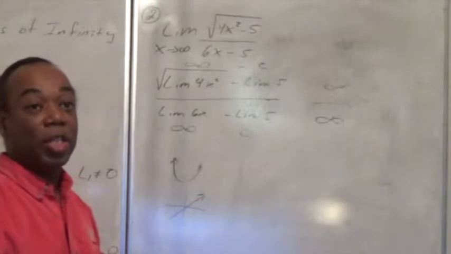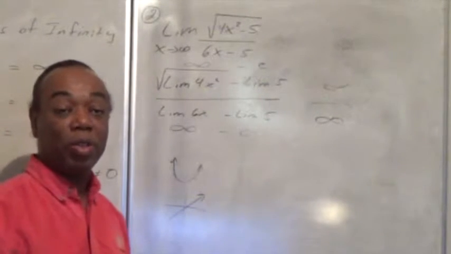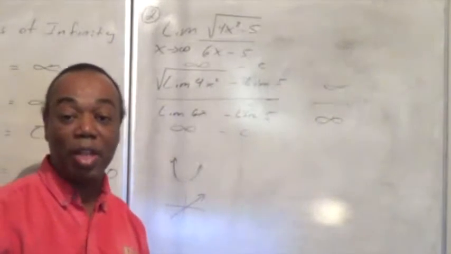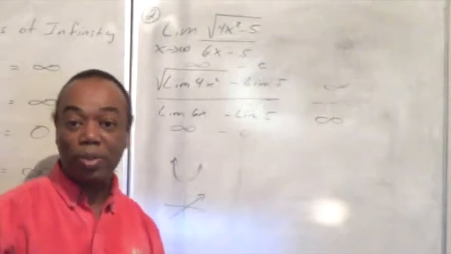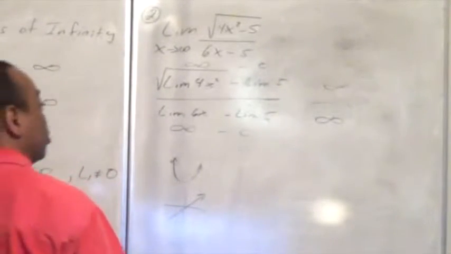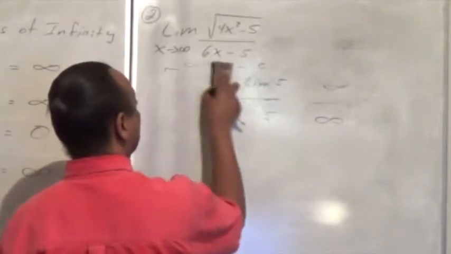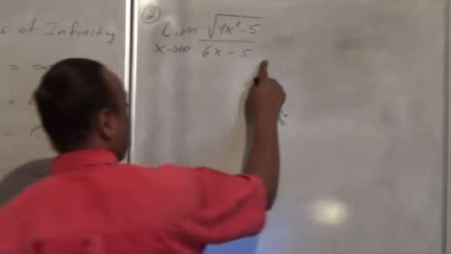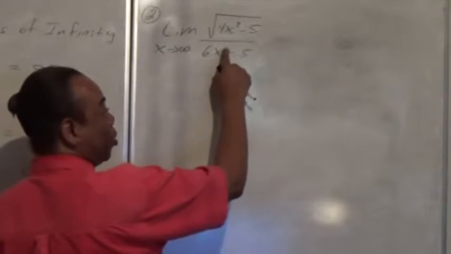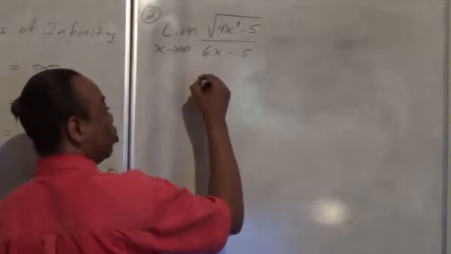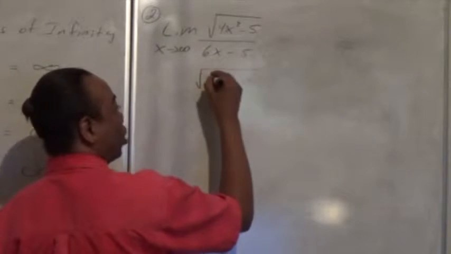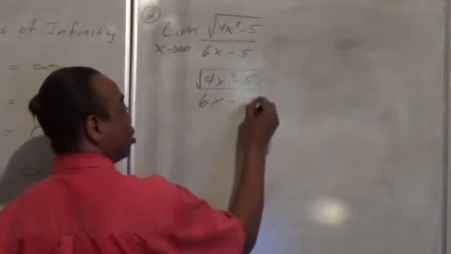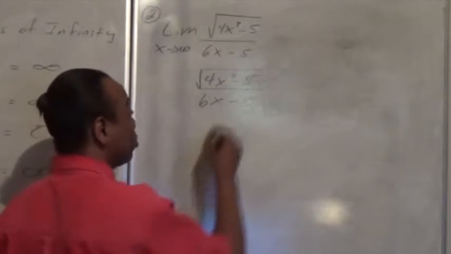So what I'm going to do again is find the highest power in the denominator and multiply by the reciprocal of that in both the numerator and the denominator to rationalize all terms. The highest power in the denominator is a 1, so the reciprocal for this would be 1 over x. Again, the reciprocal will be 1 over x.